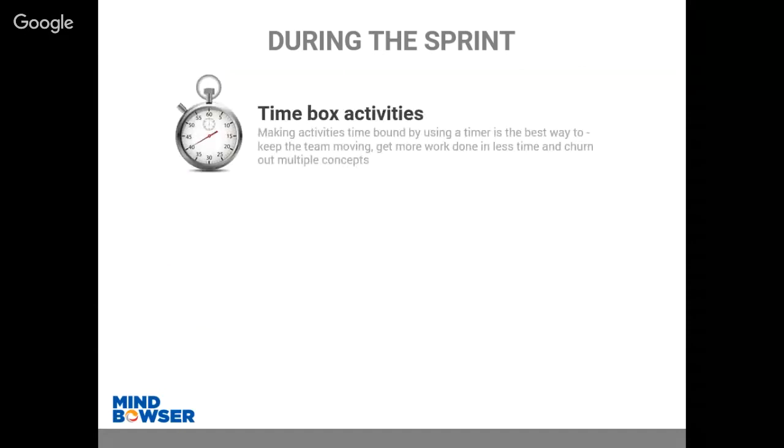Now we've seen what we need to take care of before the sprint. Let's see what we can take care of during the sprint. Something that can easily lead the sprint astray is losing a lot of time without coming up with a lot of solutions. So you need to time box activities and make them time bound so that you can use a timer for that, something like an online timer or an actual stopwatch, so that everybody works in sync and everything finishes within time. You can keep the team moving, get more work done in less time, and churn out multiple concepts.